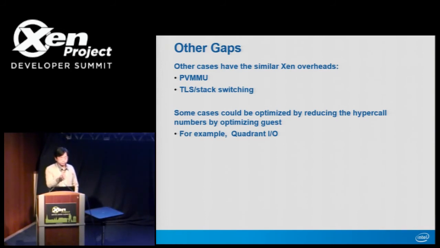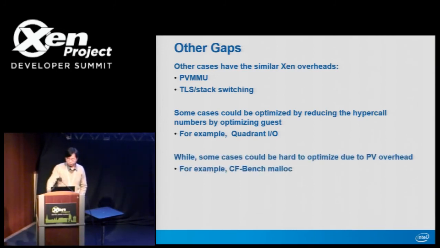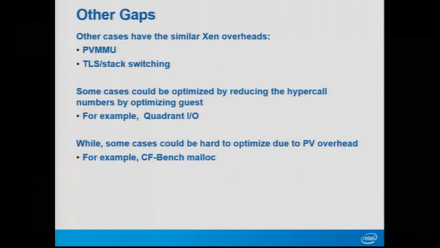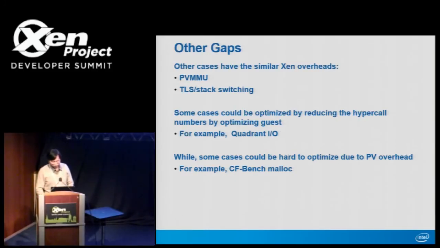Our method is to force the page cache to be allocated from low-end memory. In this way, we can avoid unnecessary kmap and kunmap, so we avoid introducing the PV MMU hypercalls. But some cases are very hard. Some cases could be harder to optimize due to the PV overhead.